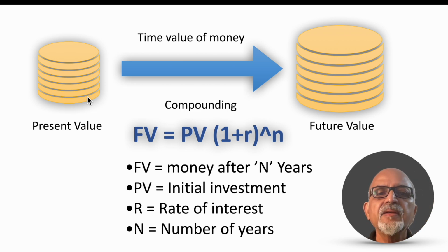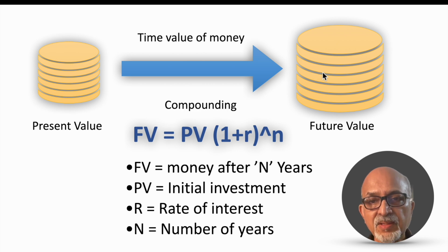So if you have to compare the present value and the future value, first thing is we have to convert everything into present value and then compare. We cannot compare apples with oranges. So either we convert everything into future value and then compare, or we convert everything into present value and then compare. Because the buying power of money diminishes over a period of time, we call it the time value of money.